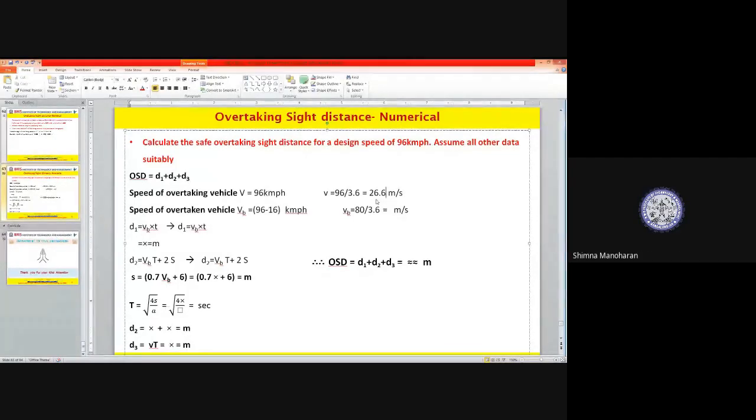So next, who can answer the next question? Srishti? Yes, ma'am. Convert the speed of the overtaken vehicle to meter per second. .2. Sorry?